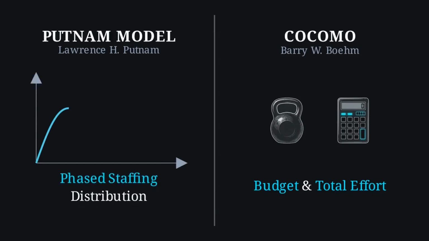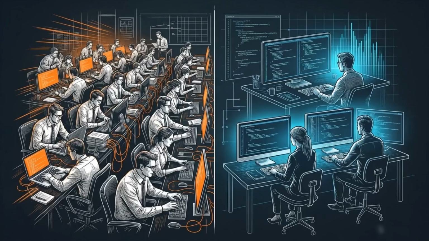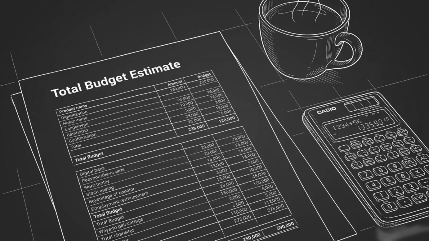The Putnam model is often used to map how that effort should be distributed over time, using the Rayleigh curve to plan staffing levels for different project phases. Putnam helps managers determine when to scale a team up or down, for instance, increasing staff during coding and decreasing it during testing. COCOMO provides the high-level budget and effort totals.